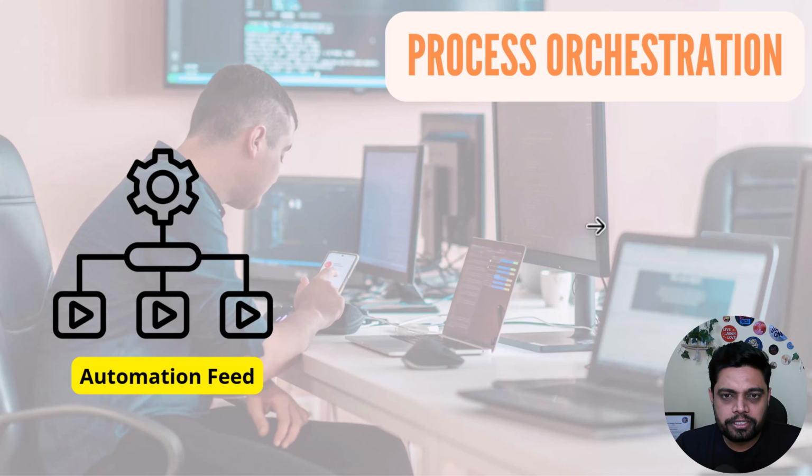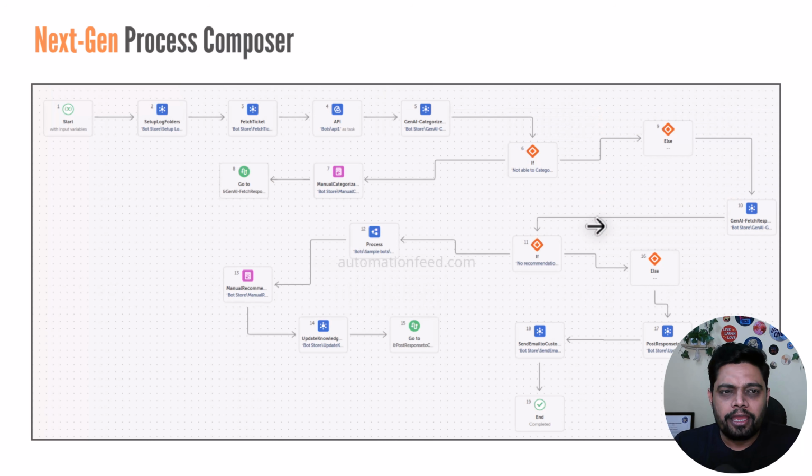The third feature is process orchestration. So we have the next gen process composer. We can call it process composer 2.0. Now what you can do is you get a very good interface to build your processes and integrate them together, like your bots, your task bots. You can call your task bots, you can call API task, you can call AI agent and whatnot. So you can build the entire workflow automation and visualize it as a process map.